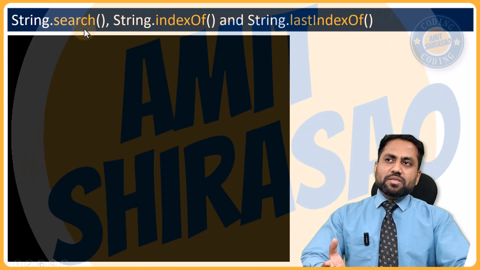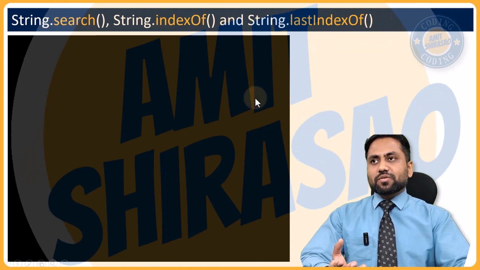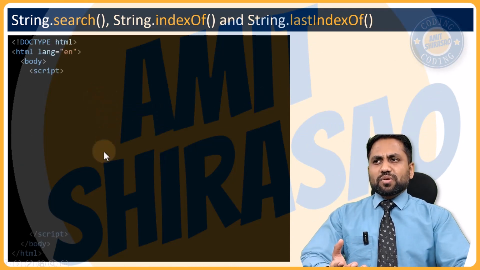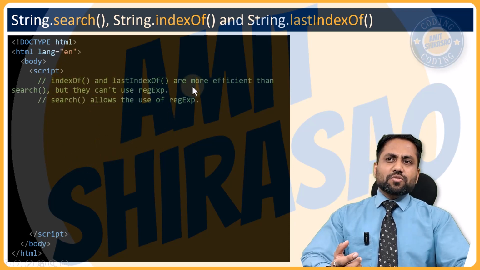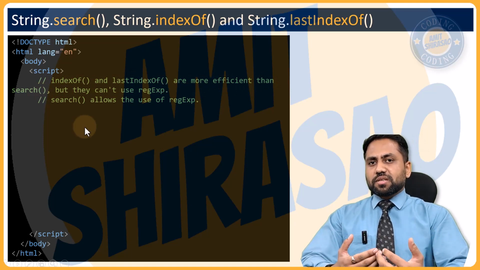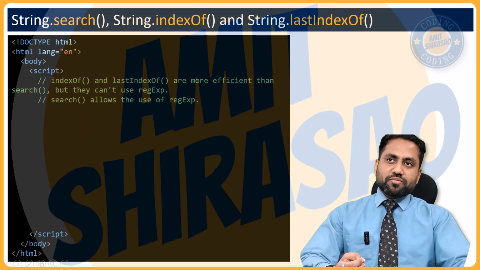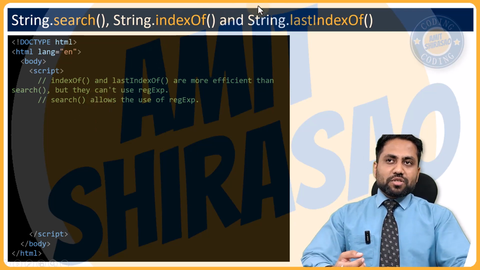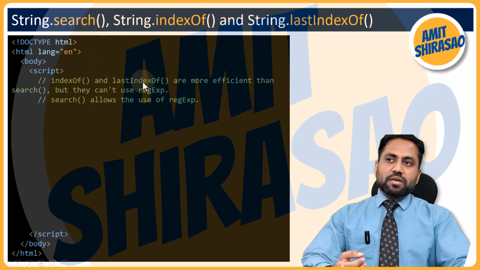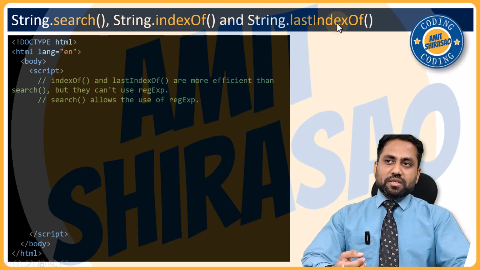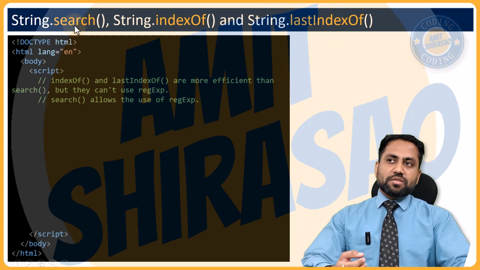Let's go ahead. This is search, index of and last index of. This is also a little tricky. So index of, last index of are more efficient. If you think about efficiency, which works faster, so index of and last index of always work faster. But they have a drawback, and that is that you cannot give a regular expression in index of or last index of. You can use it only in search.